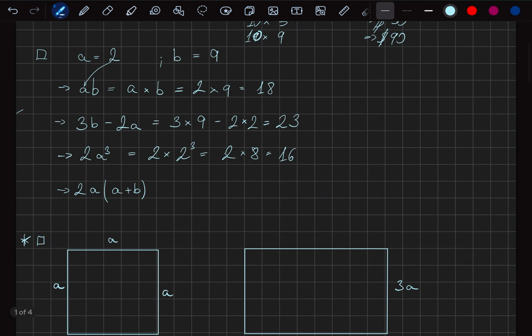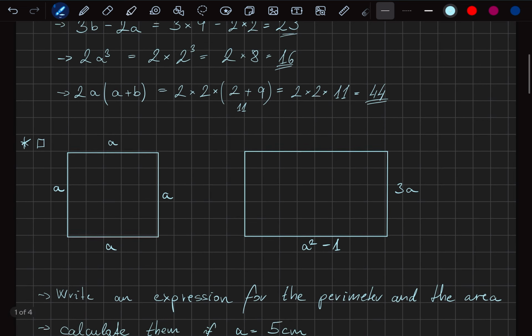And the last one, 2 times a times (a plus b), so 2 times 2 times bracket 2 plus 9. First the bracket, it's 11. I will write down everything again, and we will just multiply from left to right. So it's 2 times 2, it's 4, times 11, it's 44. And we solved the problem.